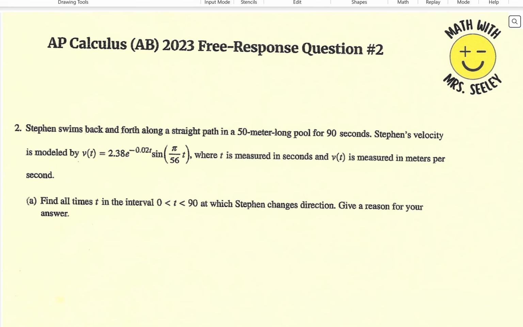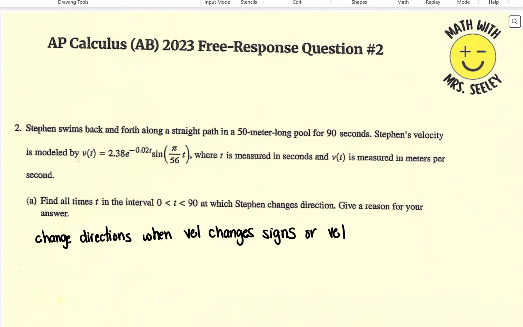All right, A part says to find the times in the interval where Stephen changes directions and give a reason for your answer. You know or recall that you'll change directions when the velocity changes signs. So when your velocity changes signs, that means from negative to positive or positive to negative, or probably more easily when the velocity is equal to 0. So we need to go to the calculator and type that in and find out when the velocity is equal to 0. So you know that you're going to go to y1, your equation, and type it in.